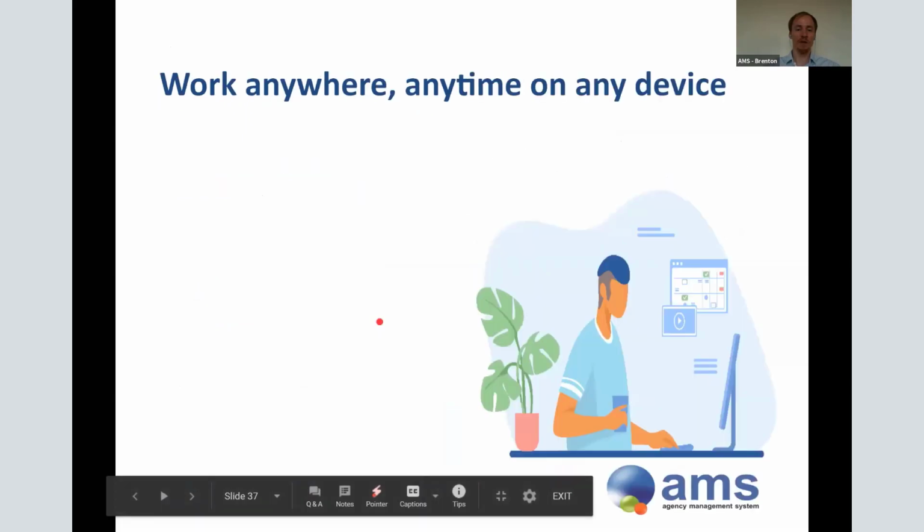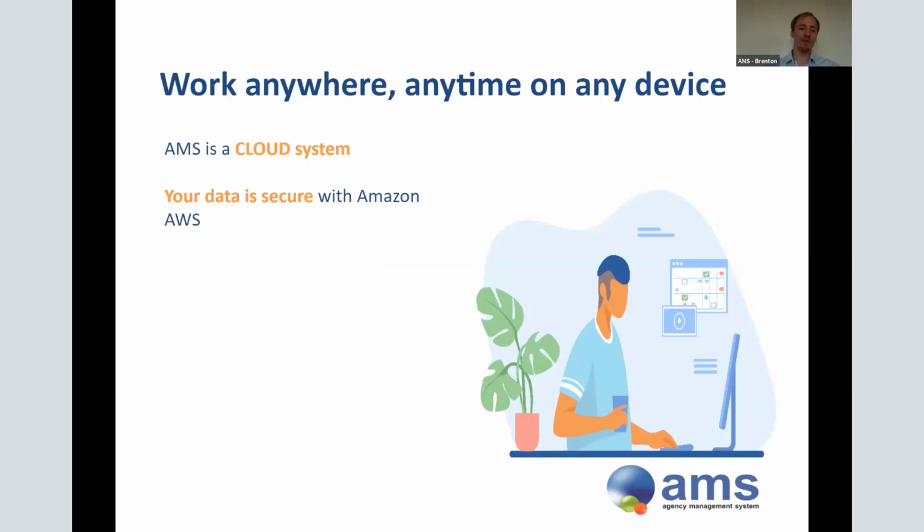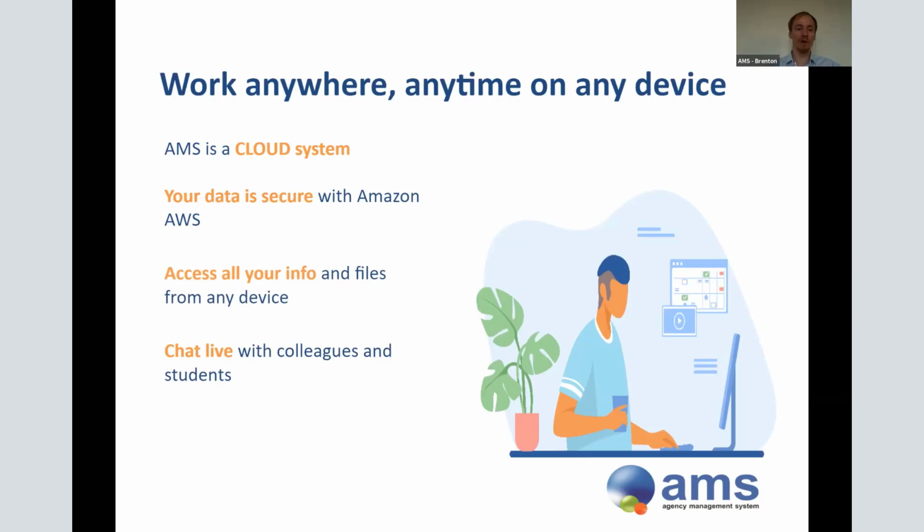Okay. Of course, AMS is a cloud system, and we use Amazon AWS, which is one of the most secure platforms for this sort of service. You can access any of your info and files from any device as long as you have an internet connection. You can chat with students, but also with colleagues. So if you have people that are working remotely, it also serves as a chat platform between colleagues. And then it can help you to completely transform your company digitally, which is something that a lot of people have had to do in recent months.